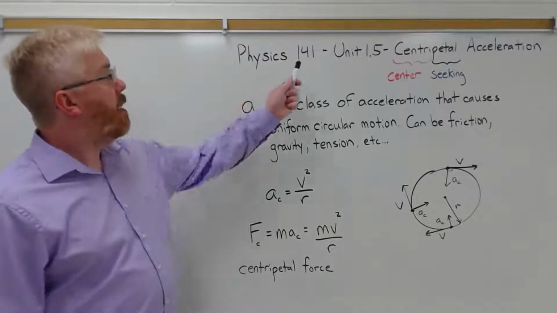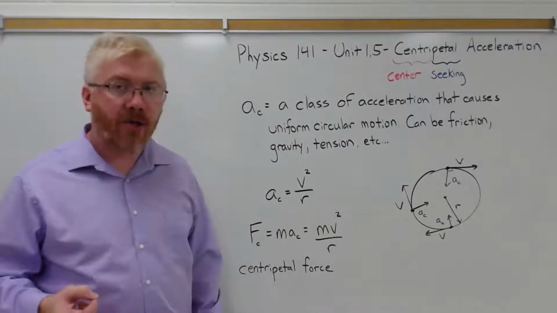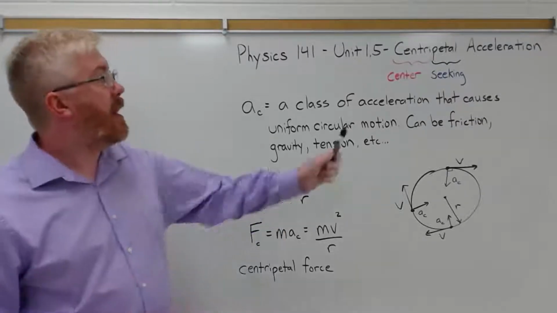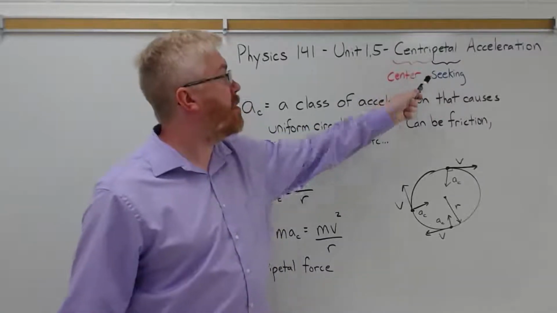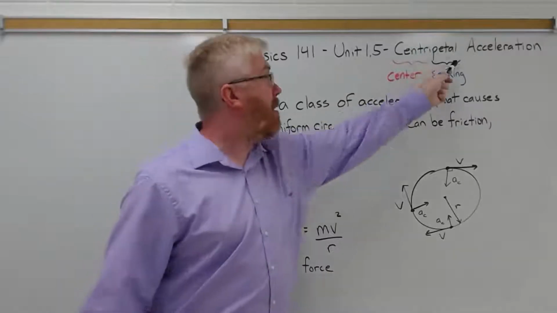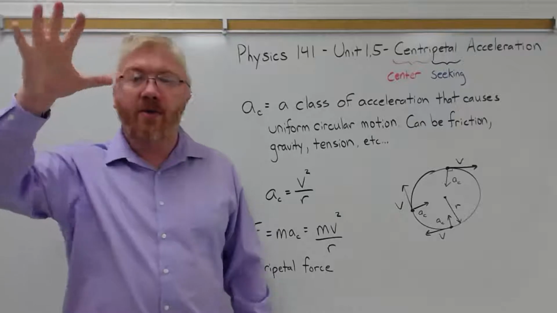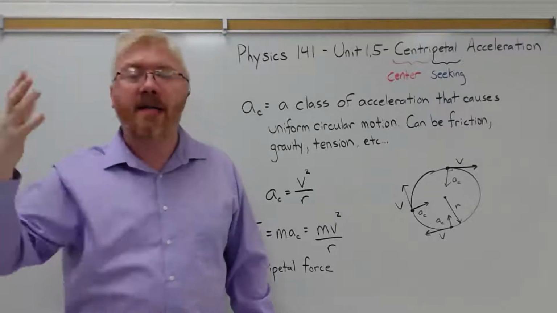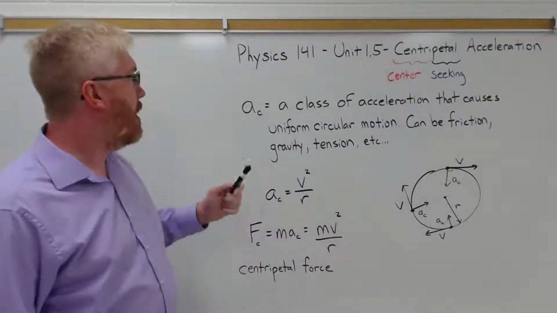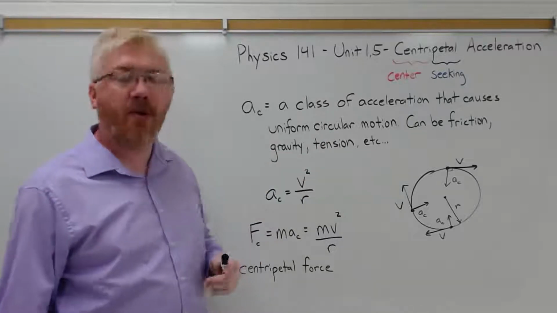So, centripetal acceleration is a special class of acceleration. It's acceleration that causes uniform circular motion. Centripetal means center seeking. Centri meaning center, petal meaning seeking. And think of it like a flower petal. If you've ever seen sunflowers, they turn to face the sun, they seek the sun. That's what a petal basically means. So center seeking acceleration. So a sub c is a class of acceleration that causes uniform circular motion.